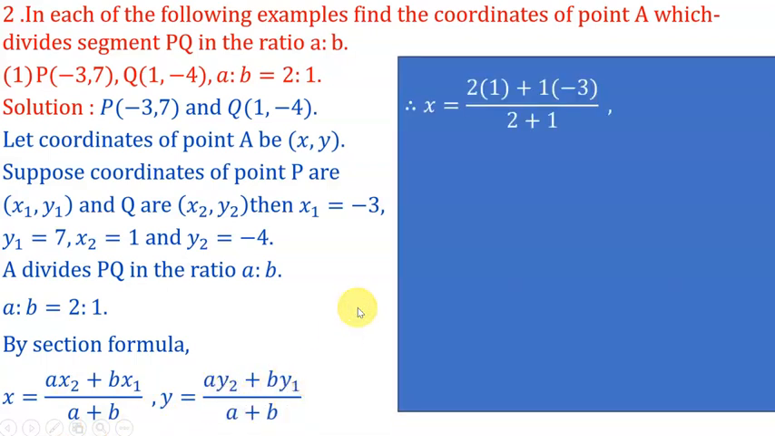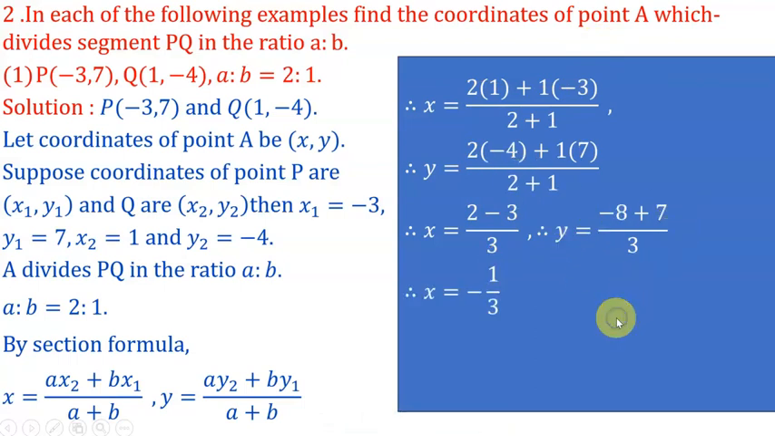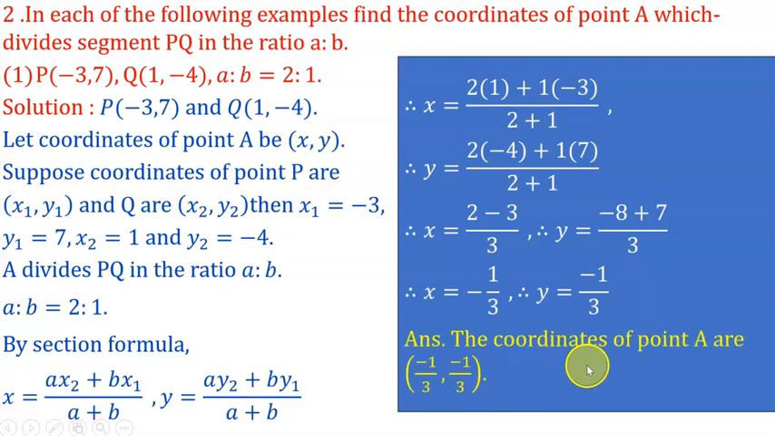आता या ठिकाणी व्हॅल्यू सबस्टिट्यूट करणार, 2 into 1 plus 1 into minus 3 upon 2 plus 1. a आणि b च्या x2, x1 and y2, y1 च्या व्हॅल्यू सबस्टिट्यूट करून you will get here simple calculation इथे 2 minus 3 upon 3 and y is equal to minus 8 plus 7 upon 3. You will get x is equal to minus 1 by 3, y is also minus 1 by 3. And therefore, the coordinates of the point A are (-1/3, -1/3). Okay. Now, next.